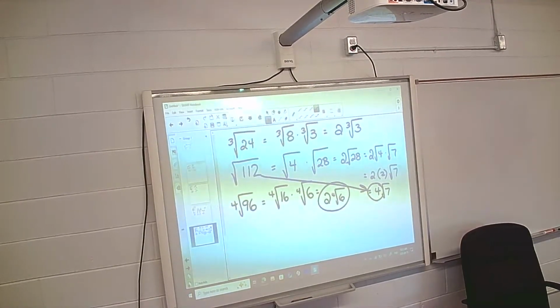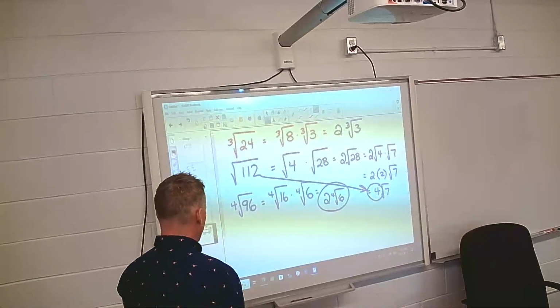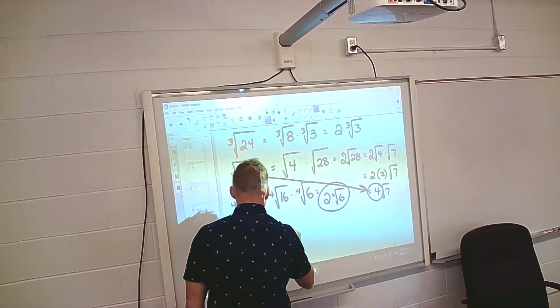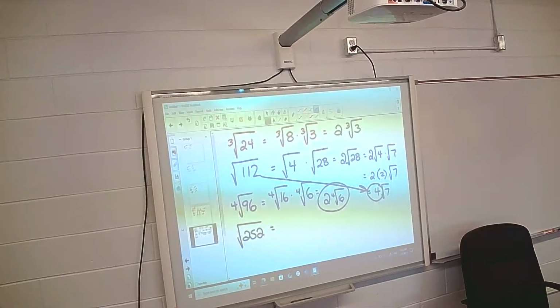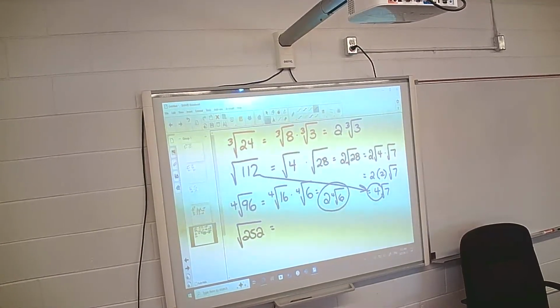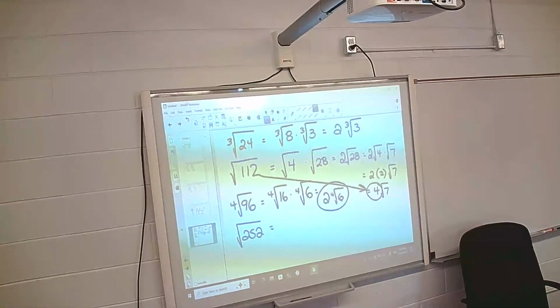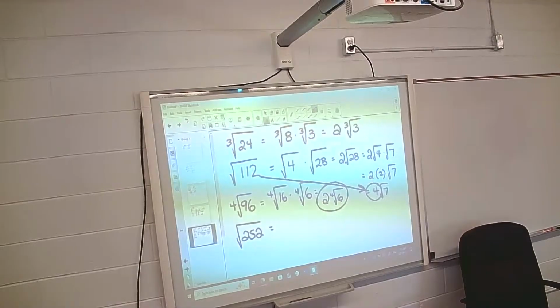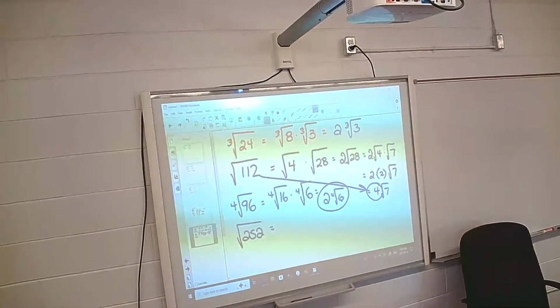All right, one more, and then I got to work backwards. Square root of 252. Now I'm giving this to you. Find the largest perfect square that divides evenly into 252. Go through your list and check the answers to see what goes into it. The largest value that goes into 252 off your list.